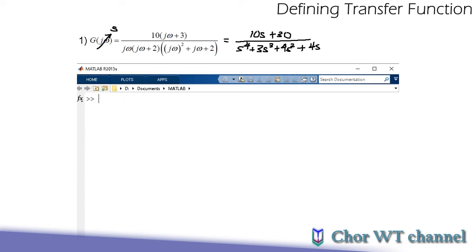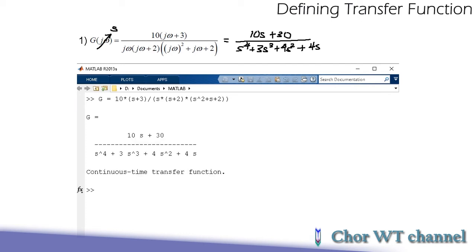And next, what you have to do is just type according to what you have seen. So you have 10 multiplied by s plus 3, divided by s multiplied by s plus 2, and then multiplied by s squared plus s plus 2. Close bracket. And you will eventually get the same thing again. So in this way, you can minimize your calculation work.